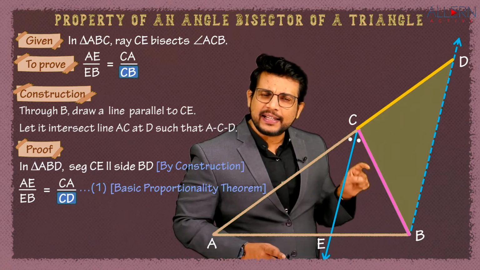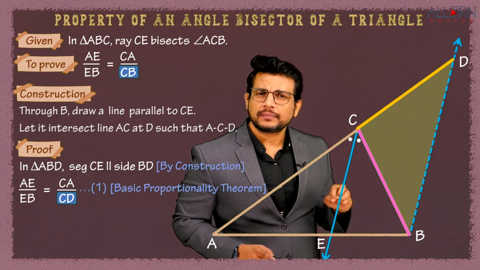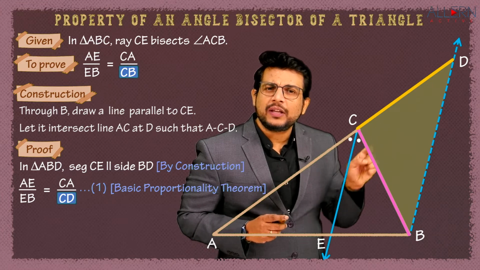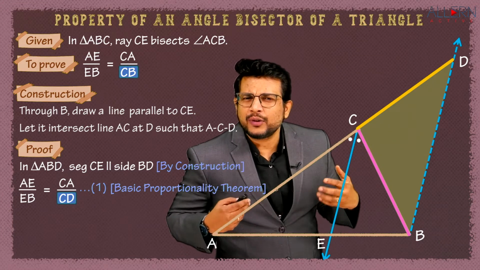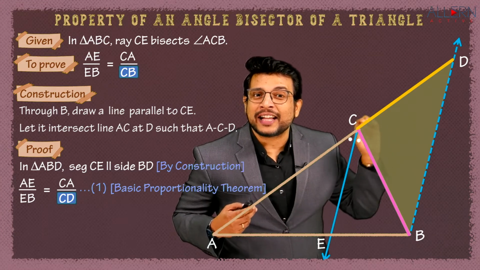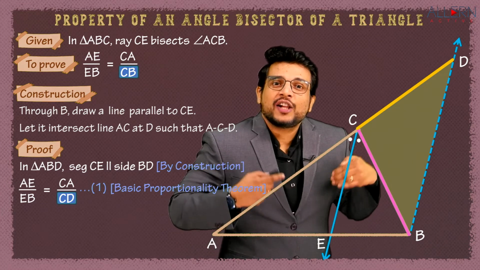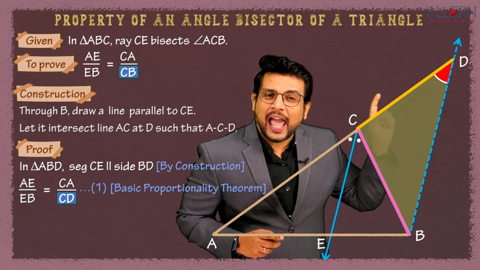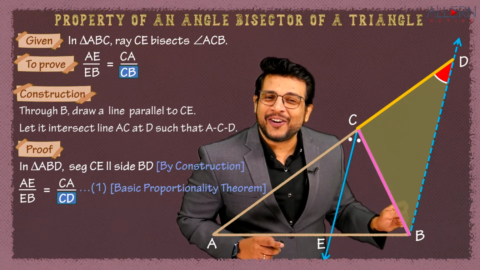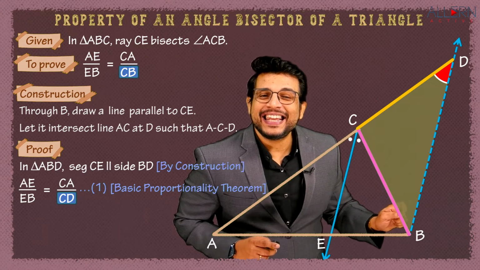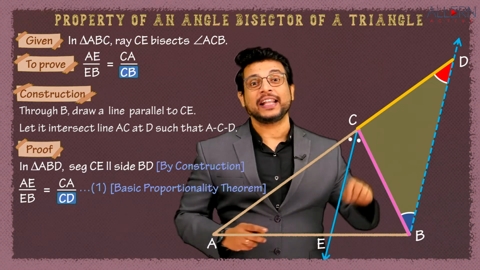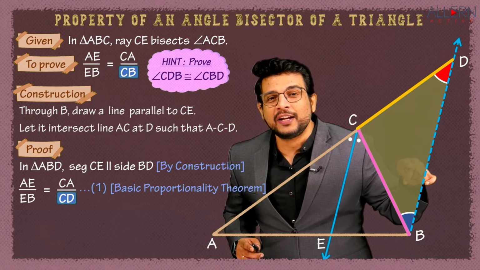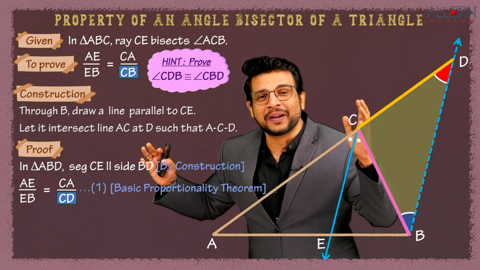Now when you look at CD and CB, you'll say it belongs to a triangle. Now let's think. In a triangle, when will we get two sides to be equal? We'll get two sides to be equal if the angles opposite to them are equal. That means if the angle opposite to CB and the angle opposite to CD are equal, that means we need to get angle CDB and angle CBD to be equal, and that's the hint, my dear kids.